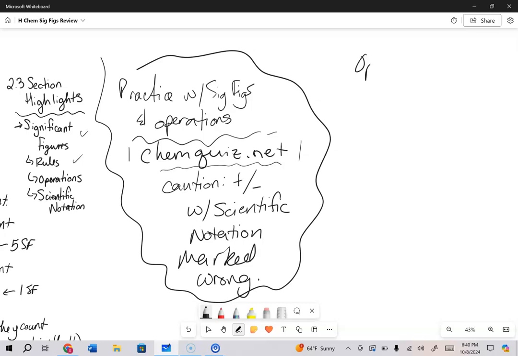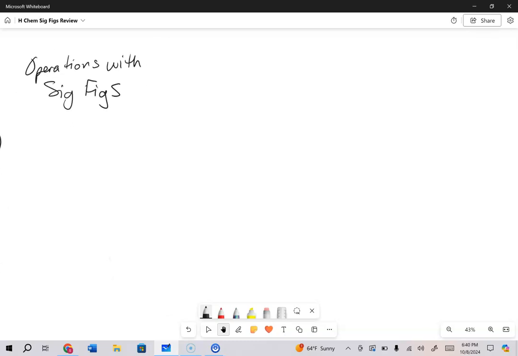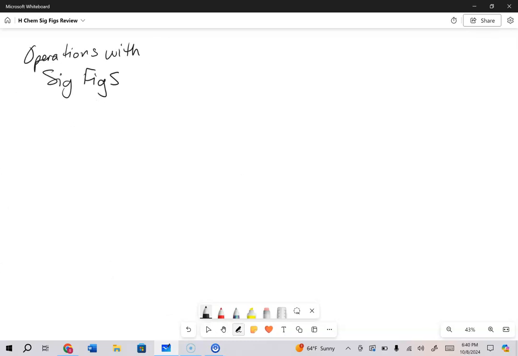Let's talk operations with sig figs. Okay, so I'll remind you that there were two major parts to this, okay? The first part was adding and subtracting. The second part was multiplying and dividing.